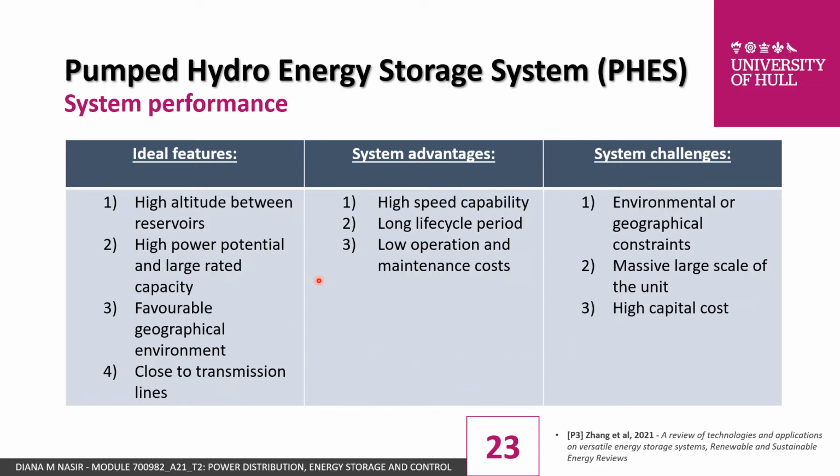In terms of the advantages, it has high-speed capability, of course, because it depends on the pressure of water going downhill from the upper reservoir to the lower reservoir. It has a long life cycle, and of course low operation and maintenance costs. In terms of the challenges, geographical constraints are almost similar to the hydroelectric system. Then there is the massive large scale of the unit and high capital costs.